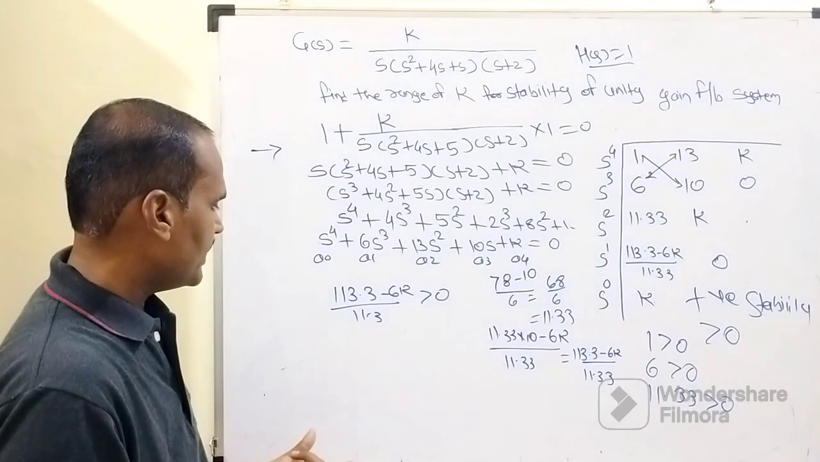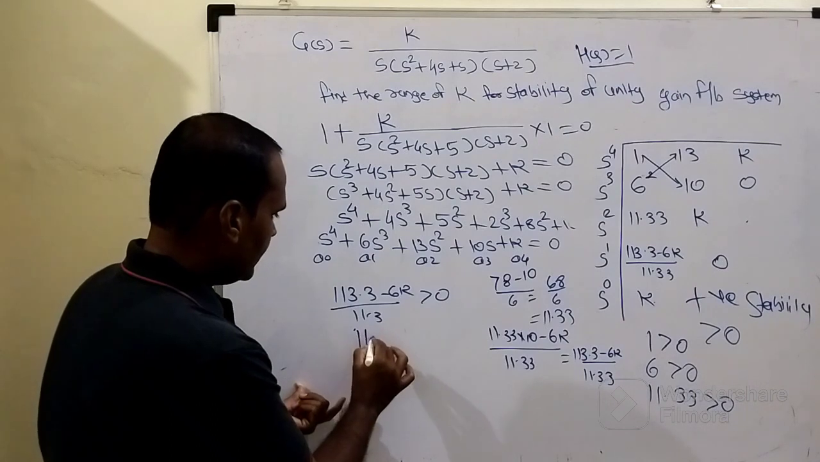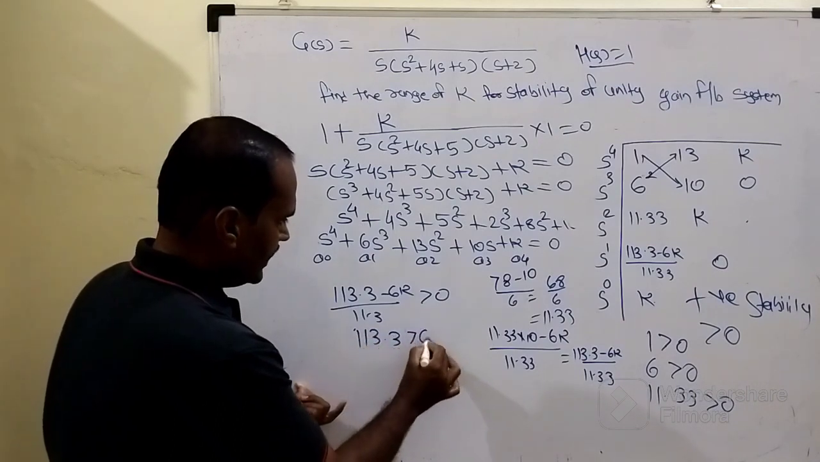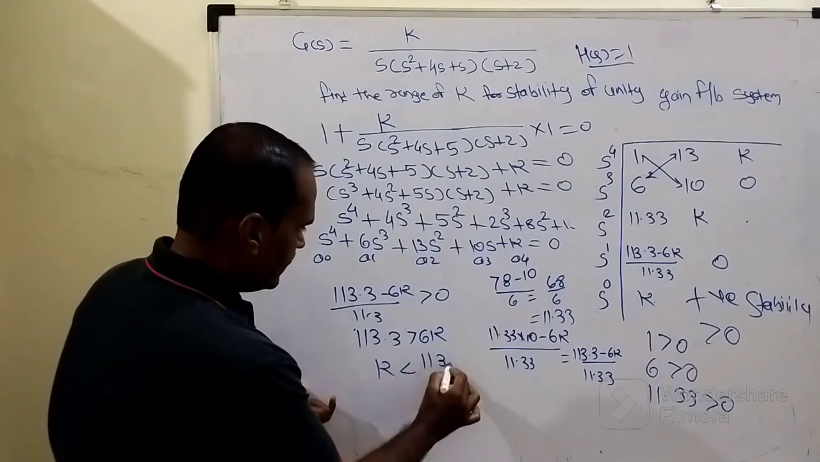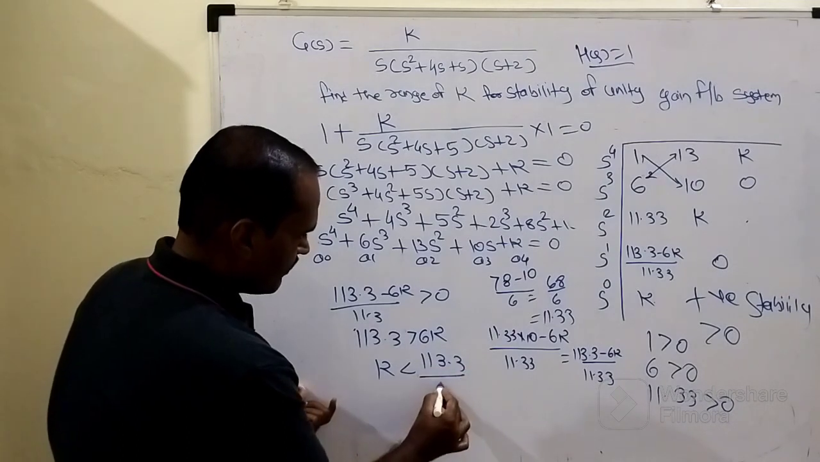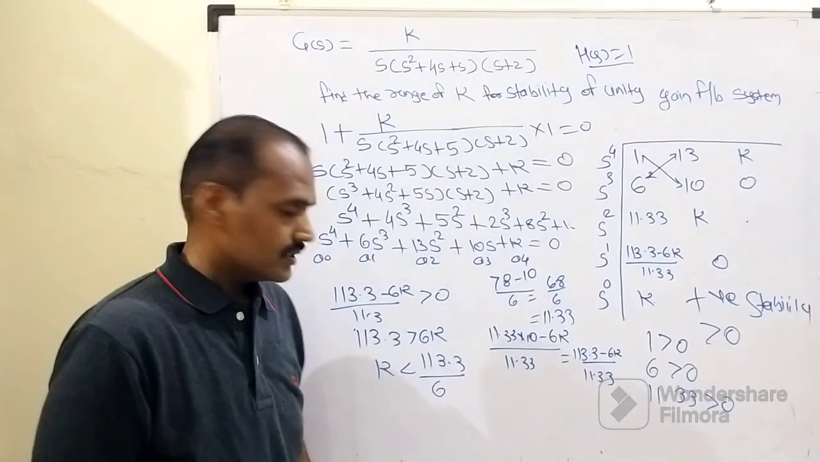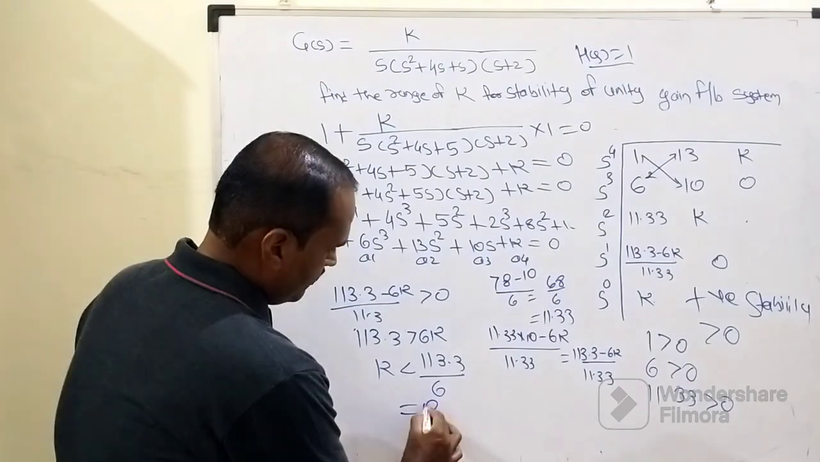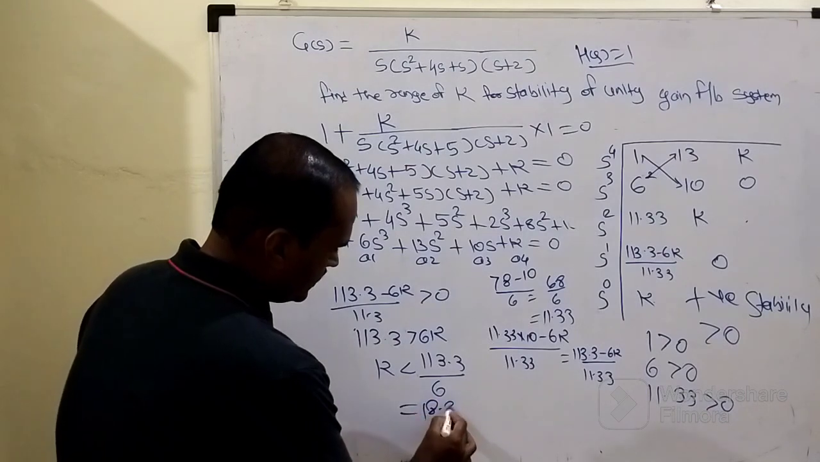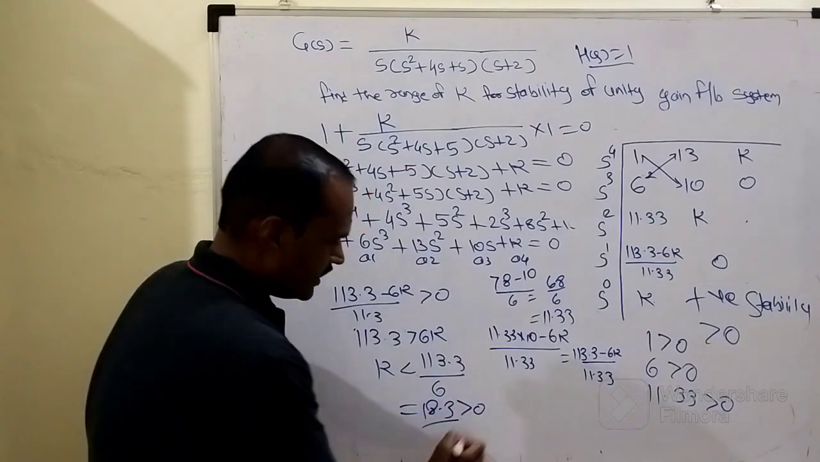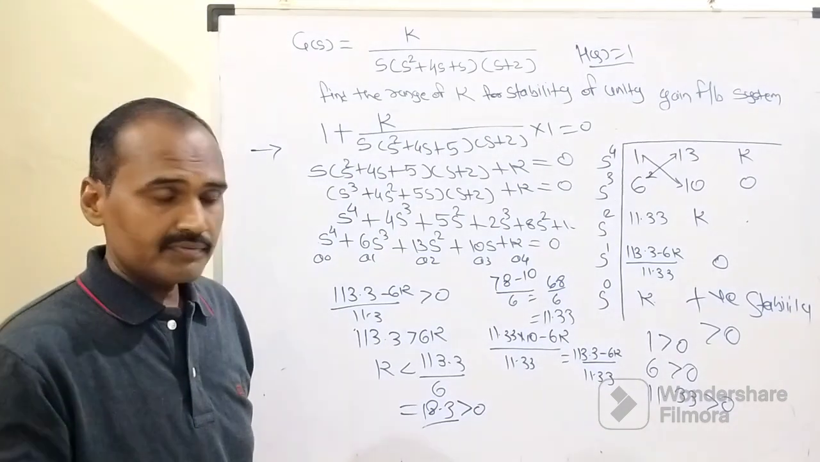In order to decide the appropriate value, this 11.33 will get multiplied with this 0, so it will become 0. So 113.3 should be greater than 6K. So the appropriate value of this K should be less than 113.3 upon 6, right? So definitely, which will carry a certain positive value, approximately 18.8, 18.3, something like this. So this will be greater than 0, right? So the highest value of this K will be what? 18.3.